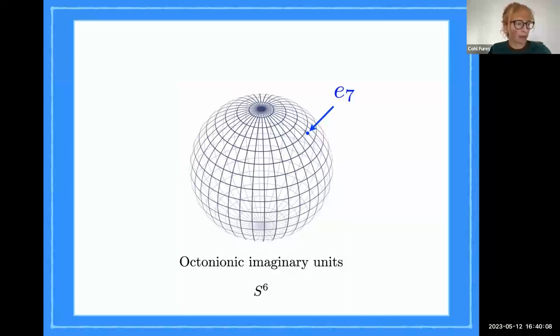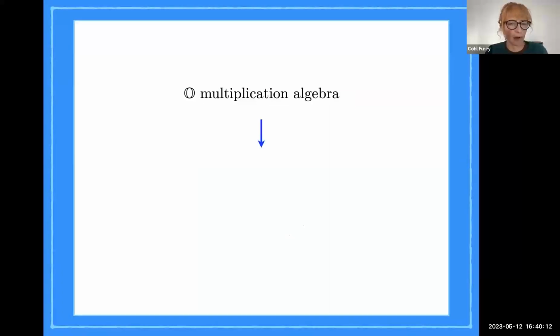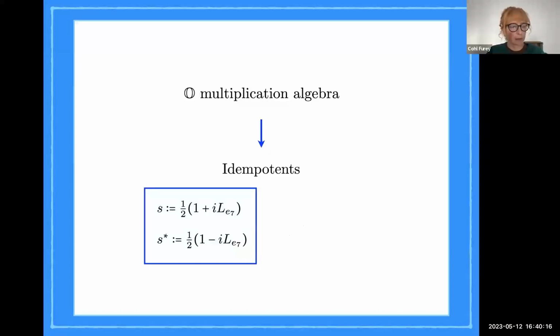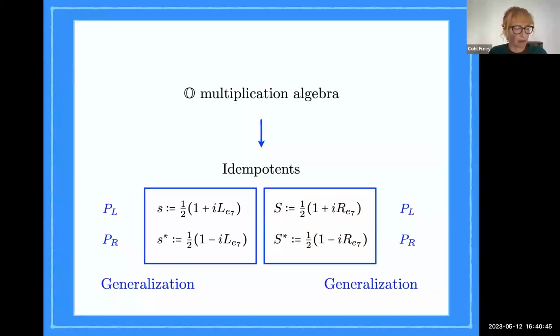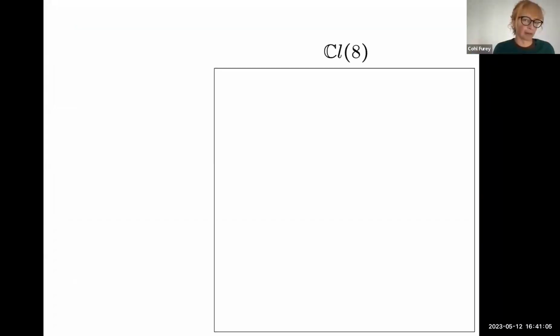Now with this octonionic imaginary unit E7, we can construct projection operators, which we're going to call little s and little s star. These projection operators may be viewed as generalizations of a chirality projector that is familiar to you from the Dirac algebra. Now, the octonions have this peculiar property that any octonion multiplying from the right can always be rewritten as chains of octonions multiplying from the left. And so this means that the same octonionic imaginary unit, E7, will give us a second pair of projection operators, namely, that which we're going to call capital S and capital S star. Here, the capital R refers to right multiplication. So this octonionic substructure of our complex CL8 is going to give us two sets of commuting projection operators.